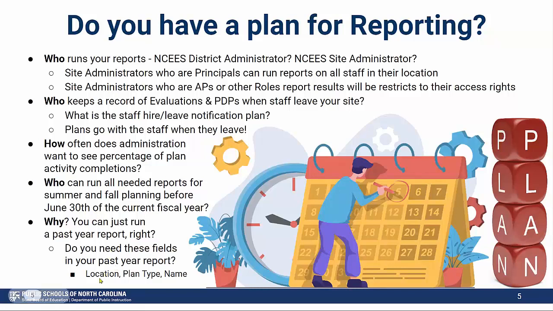So maybe this person was on a comprehensive plan in 2020. Now they're on a standard plan, and you're running a past year report. You select the box for plan type. It's going to put the current year plan type. It will pull the ratings correctly for that past year, but it will report on the current year plan. It will say the title is the current year plan type. So that's just an anomaly for NCEES.